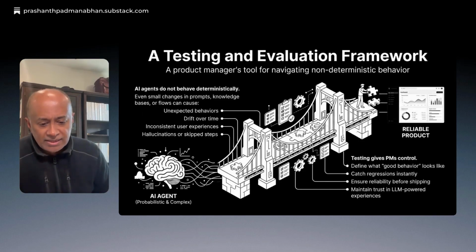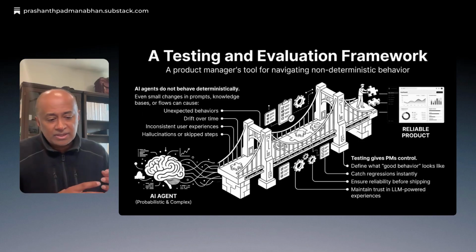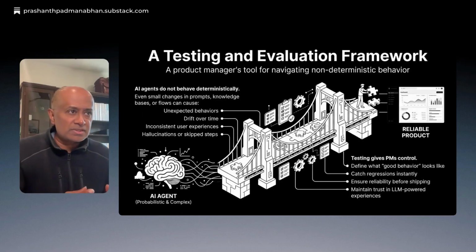As you know, AI agents don't behave deterministically. Even small changes in prompts, knowledge bases, or flows can cause unexpected behavior. The behavior can drift over time. There can be inconsistent user experiences or hallucinations or skipped steps.